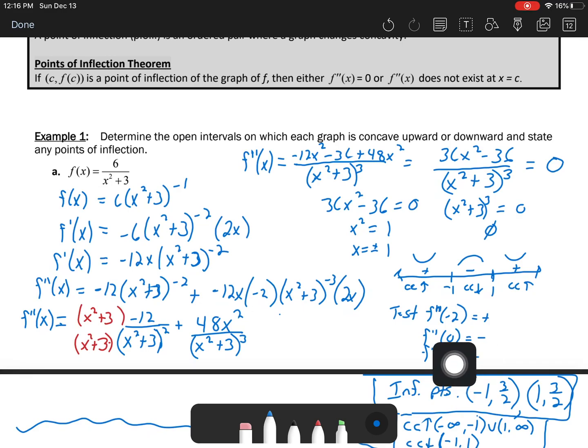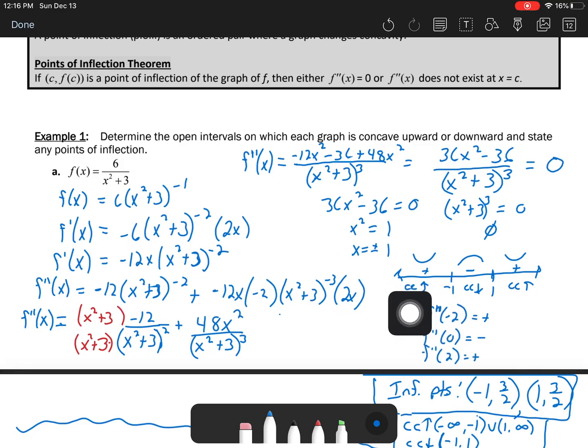Okay, so then between -1 and 1, I'm picking 0 as a test point. And if I plug a 0 in here, that leaves me with like a -36 on top. And then I'm always going to get a positive on the bottom, negative over positive, that's negative. So in this interval, it's concave down, so I'm going to put a negative there. And finally, I'm going to test a positive 2, and it'll work out similarly to the negative 2. When I put the positive 2 in there, I get a positive on top, a positive on the bottom, concave up there.